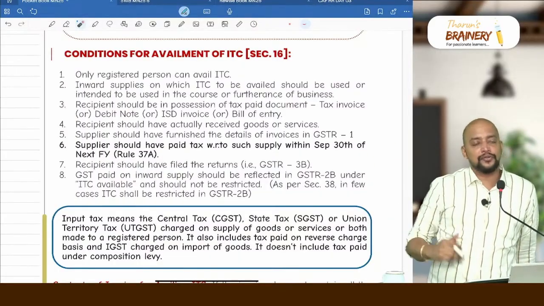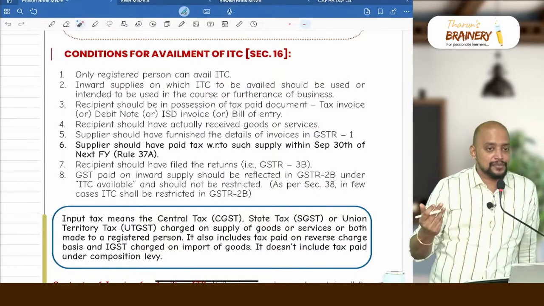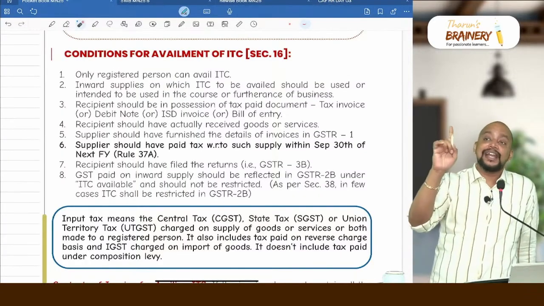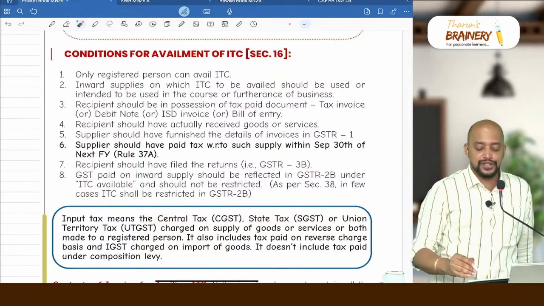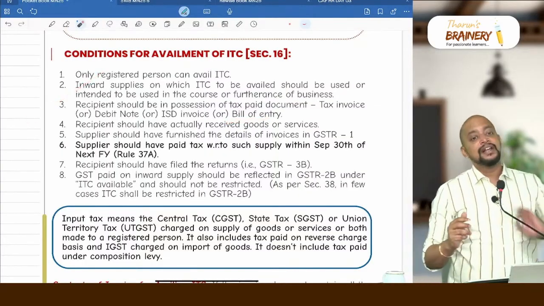So that is the ISD invoice, then bill of entry. At the time of import we will file a bill of entry and we will pay customs duty along with IGST. To take that IGST as credit, we need to be in possession of the bill of entry. So that is condition number 3. The recipient should be in possession of a tax paid document.